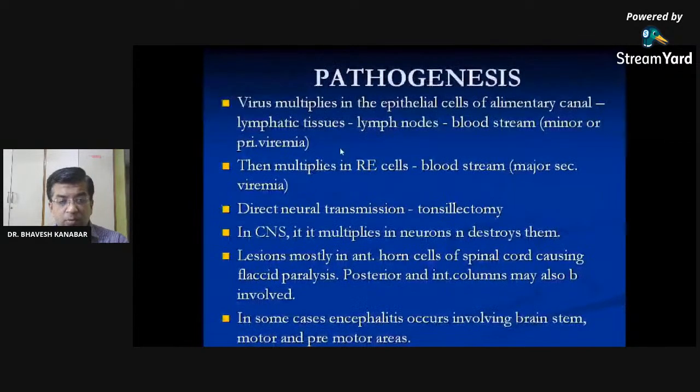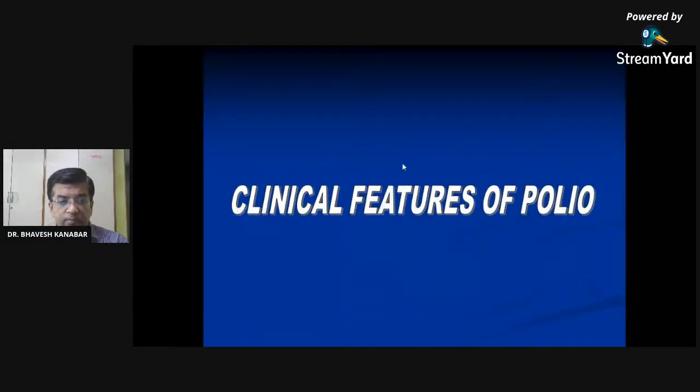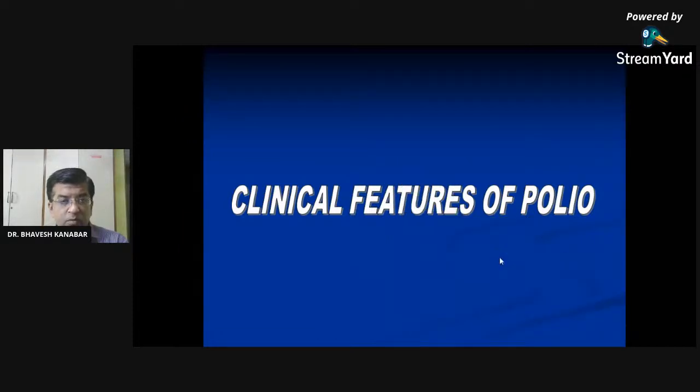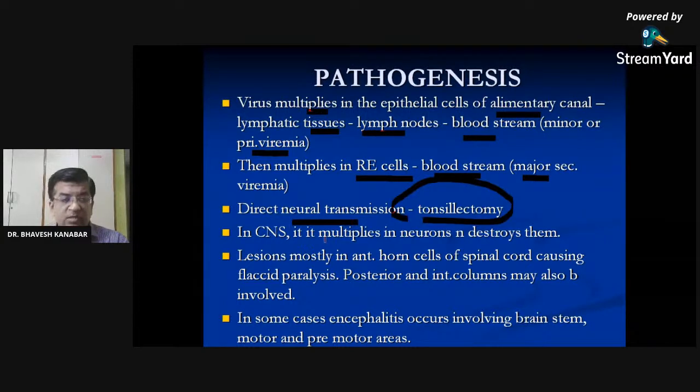So, clinical features of polio infection. The virus multiplies in epithelial cells of the alimentary canal, lymphatic tissue, lymph nodes, and bloodstream. Right. So this is the minor or primary viremia. Then it multiplies in reticuloendothelial cells and bloodstream. Right. That is called major or secondary viremia. Direct neural transmission through tonsillectomy. Right. In the CNS, it multiplies in neurons.